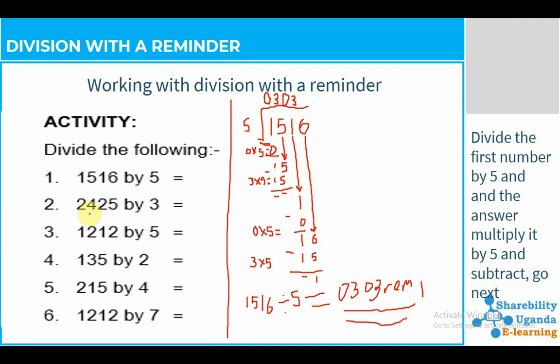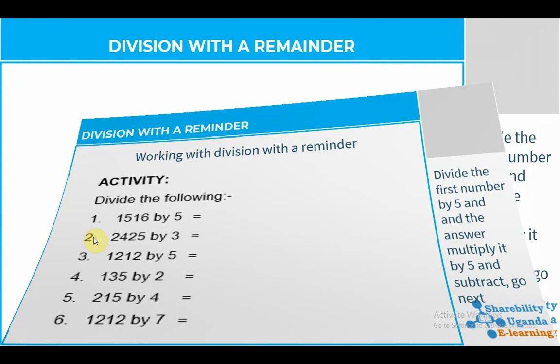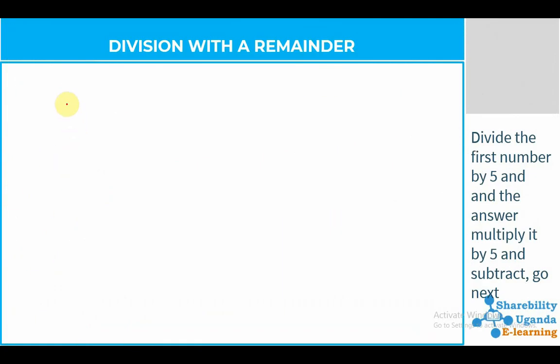We also have another number here. It is 2425 divided by 3. Let's work out this.